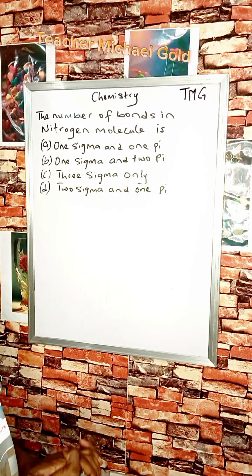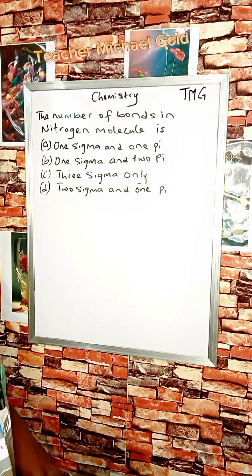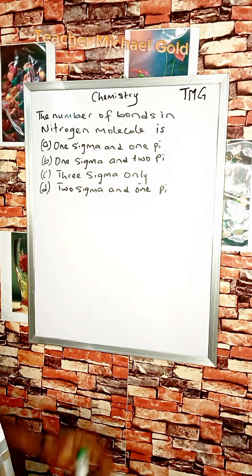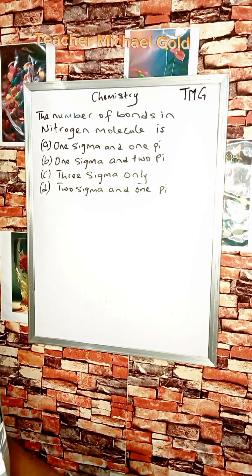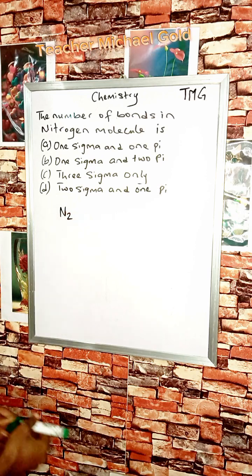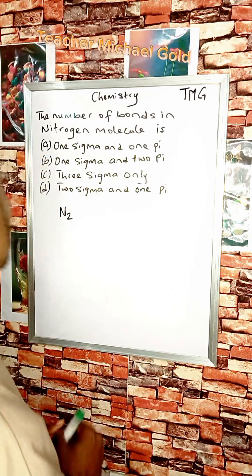Now, what I want you to do is think of the answer and put it in your mind. Let's go through it together and see what the actual answer is. If you look at this question on the board, when you ask about nitrogen molecule, you're talking about N2, because nitrogen is one of the diatomic molecules, and nitrogen has atomic number of 7.